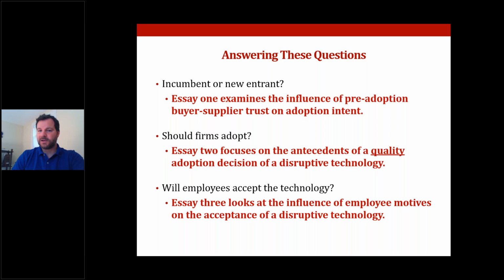That's why I use some prior examples, because it's not just whether or not it gets adopted, but it's also whether or not that technology is actually a good fit for that firm. And then will employees accept the technology? Again, this sort of 2 and 3 go hand in hand here. It's not a good adoption decision if your sales force, for example, doesn't use the new technology.